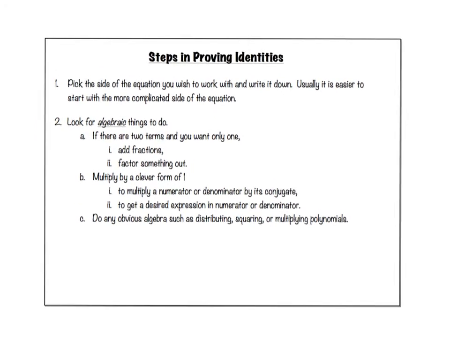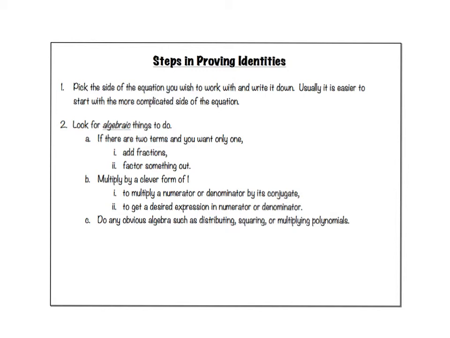So how do we prove an identity? You don't need to write this down, but you should have a couple of different things that you want to look at. Number 1, you're looking for algebraic things to do, and here's what that means. You want to either combine things, or see if you can distribute, or pull things out in common. Multiply by a version of 1 that you might not have thought about before. Or do obvious algebra: squaring, distributing, multiplying polynomials, and so on.